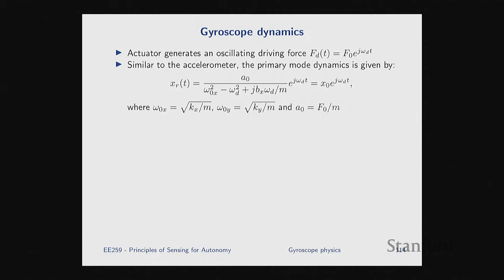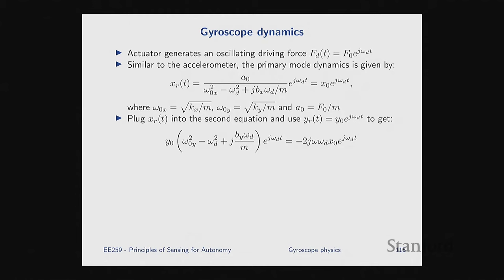Now, we can plug this xr into the second equation for the sense axis and find our displacement in the sense direction, right? So we start again with knowing the fact that because it's a linear dynamical system and we are driving it with essentially a pure harmonic with frequency omega d, the response yr is also going to be some y0 e to the j omega d t. Plug that into the equation. So you plug this for y and this expression for x. And after just some straightforward math, again, you're solving another accelerometer equation, right?